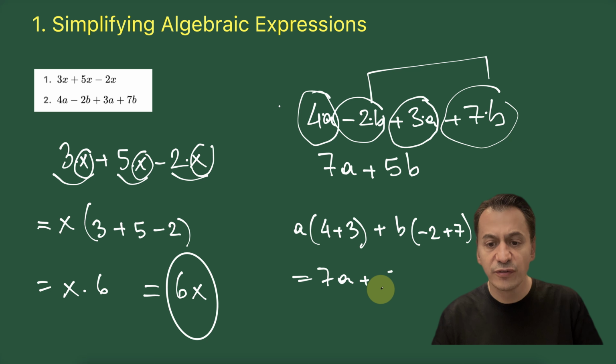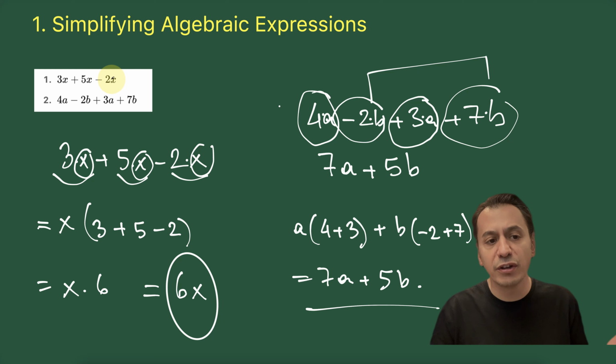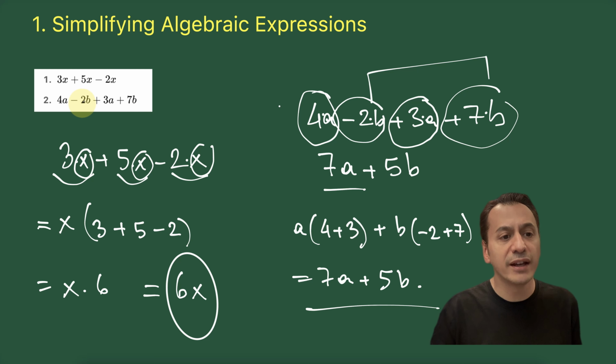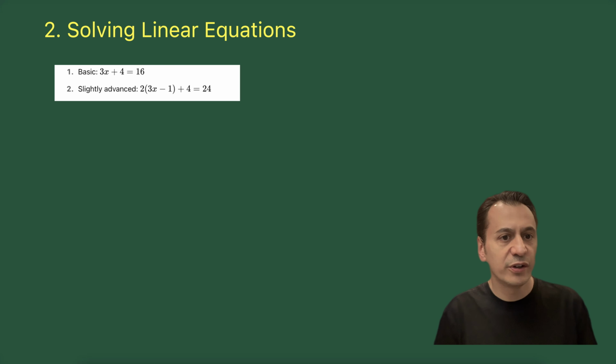So what's the shortcut? The shortcut is 3 plus 5 makes 8, minus 2 makes 6. Or 4 plus 3 makes 7, so that's 7a. And 7 minus 2 makes 5, and it's 5b. So that's the story with the like terms. Solving linear equations, these simple equations, is a must. You must know this skill.